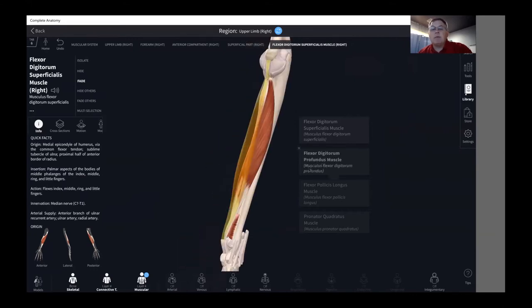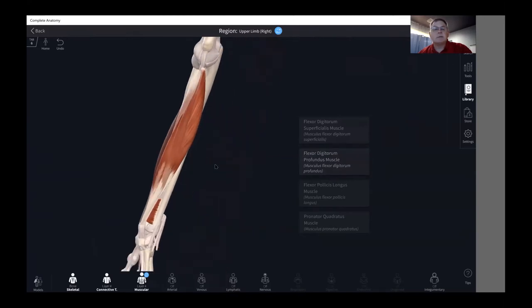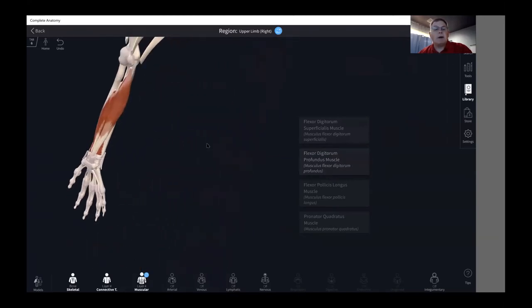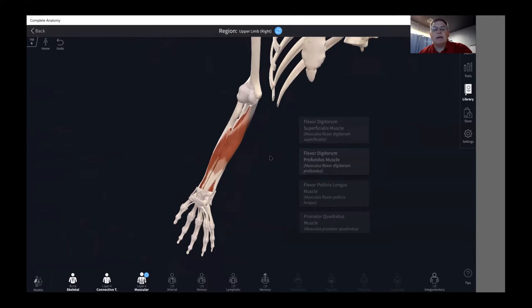We go a little bit deeper and look at flexor digitorum profundus. Bring that back around and zoom back in.